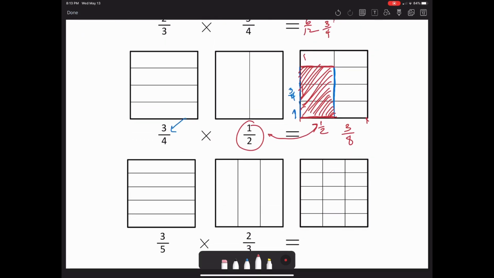Let's take a look at another example. We got 3/5 going this way, and then 2/3 going this way. So there's my length times my width, which will form a rectangle.